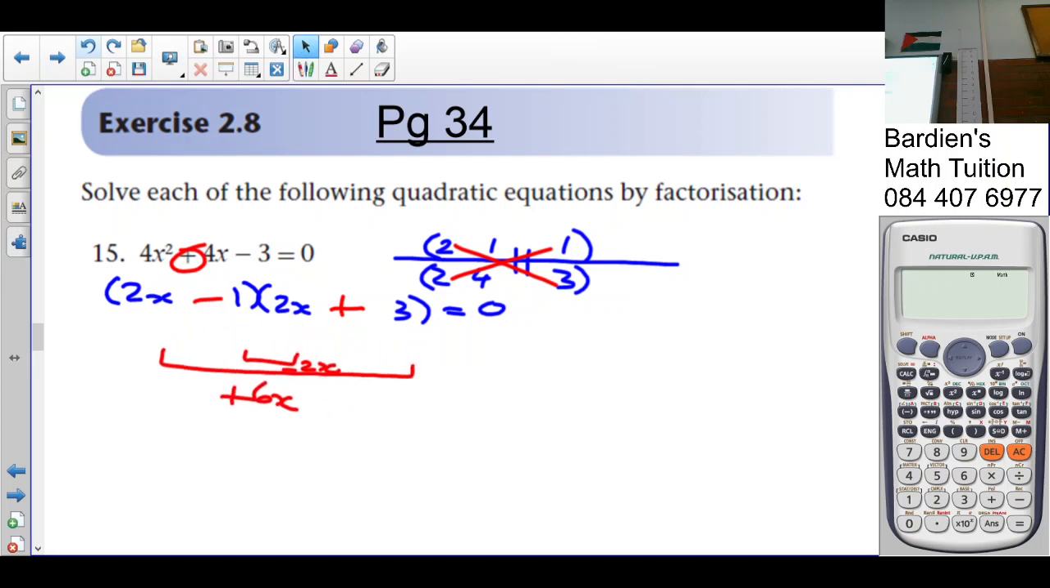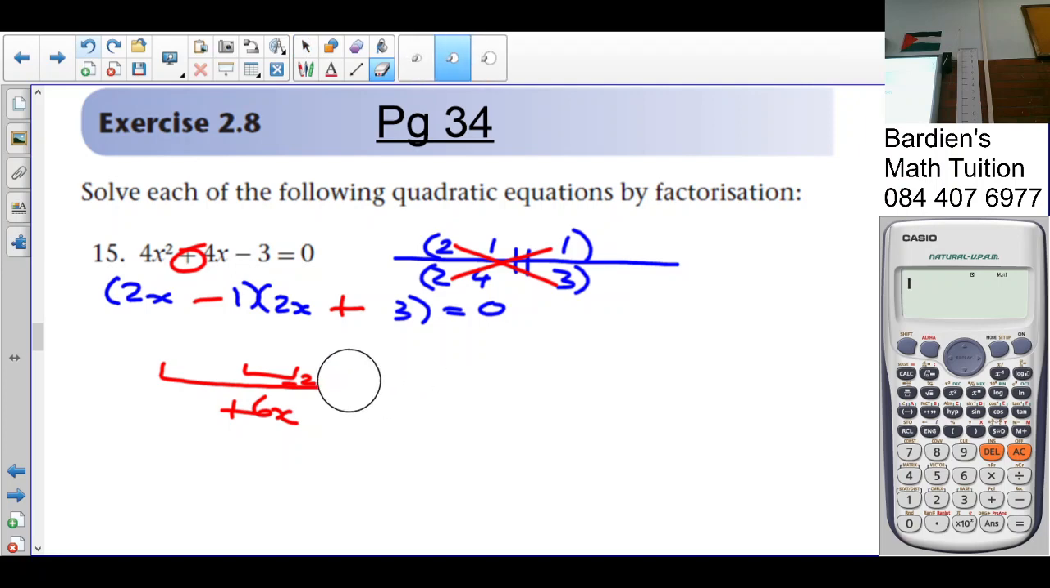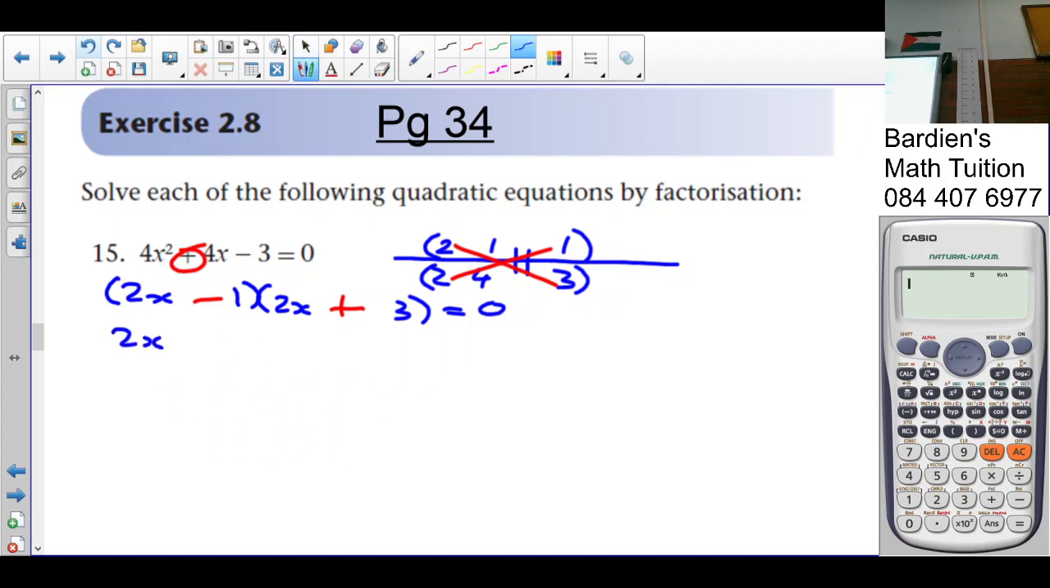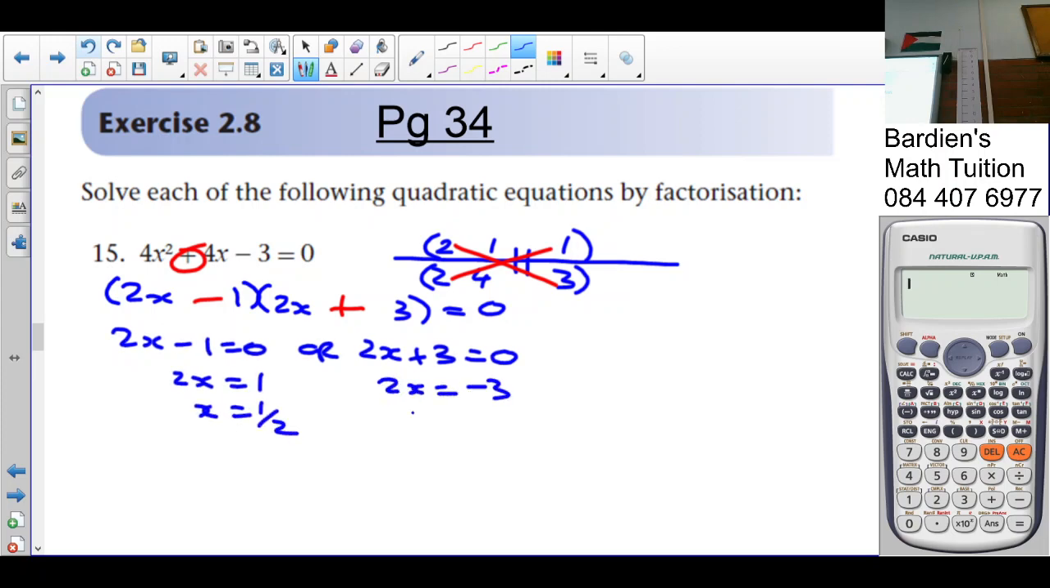So the question was to solve for x. So what do we do now? We say 2x minus 1 is equal to 0, or 2x plus 3 is equal to 0. So 2x is equal to 1, x is equal to half, 2x is equal to negative 3, x is equal to negative 3 over 2. Okay.